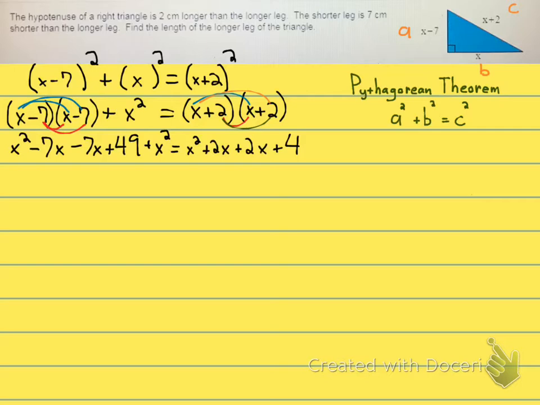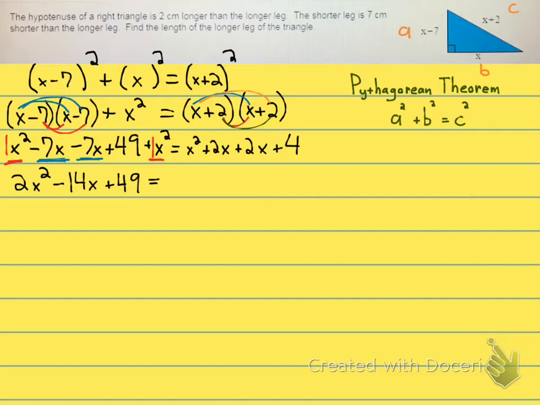You see any like terms on the left-hand side? Yep, I do. I have an x squared and an x squared. That's 1x squared plus 1x squared. What does that give me? 2x squared. I have minus 7x minus 7x, that's minus 14x. And then the plus 49 is just by itself, so I'm going to bring it down. When you combine like terms, you do it on the same side. Any like terms on the left side or any like terms on the right side. I'm not ready to put the x's on the left together with the x's on the right yet.